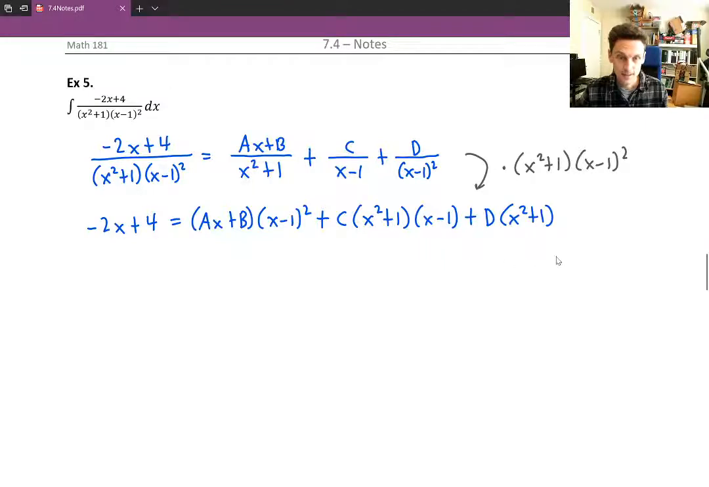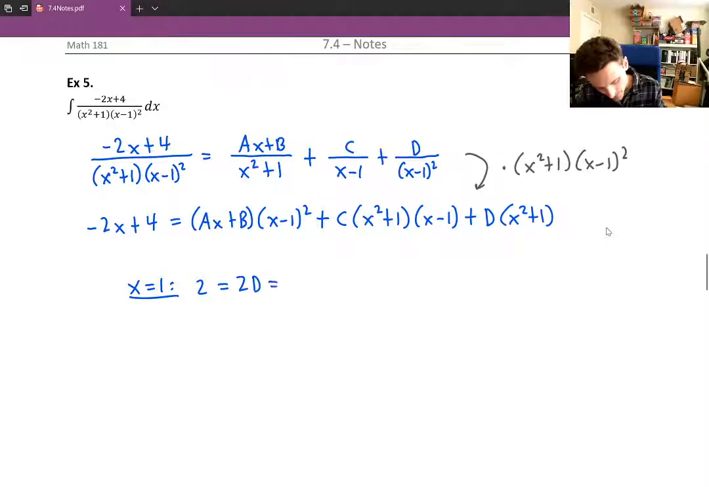Do you see which one it is? There's a little bit of a clue. It's 1. X equals 1. We can plug in x equals 1, and on the left side we'll get 2. On the right side, the terms that have x minus 1 factors will become 0. And then we'll just have the d term, which is 1 squared plus 1, which is 2 times d, so 2d. So then we get d equals 1. Again, plugging in x values can really help if you can identify which ones get rid of all the undetermined coefficients except for one of them.